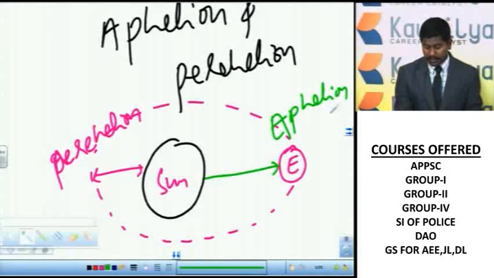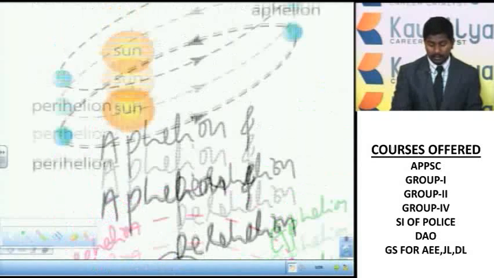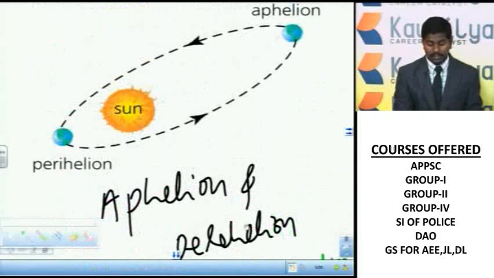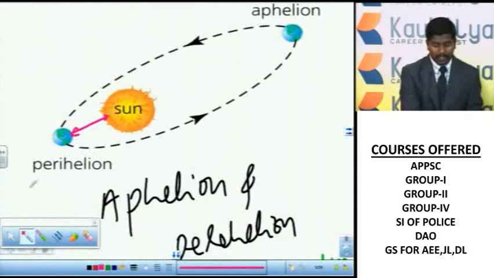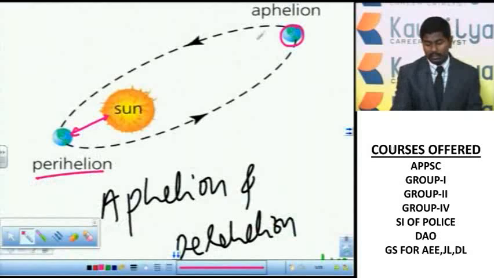So look at this picture here. This is the location of the sun, and this is the position of the earth. Now see, at this time the earth is close to the sun, so it is called perihelion, and when the earth is farthest from the sun, it is called aphelion. All the objects in the solar system follow this aphelion and perihelion, but when the earth is close to the sun, it is called perihelion.